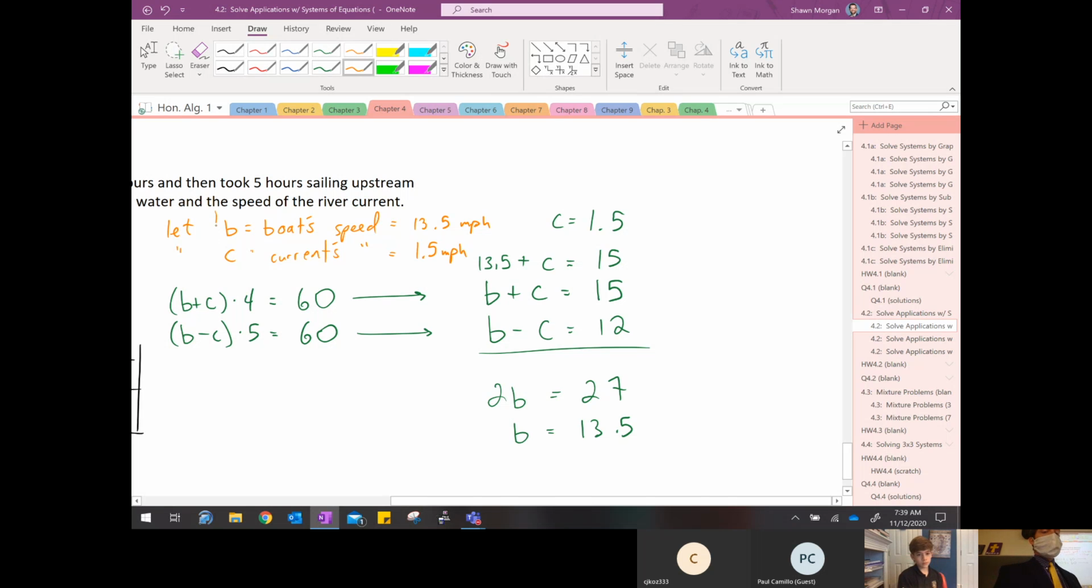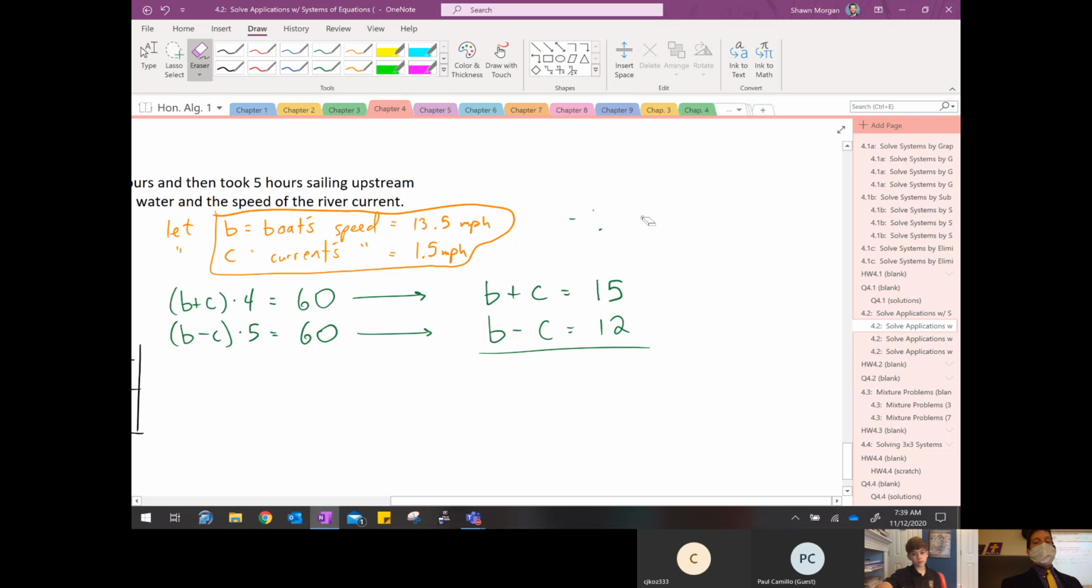The other way of doing it, by the way, we've answered our question now. The other way of doing it, instead of plugging it back in, would just be to eliminate the other variable, right? So check this out. What happens if I try to eliminate my B variable and solve for C? I could just subtract, kill off the B's. I got 2C equals 3, or C equals 1.5. Okay, either way you slice it.